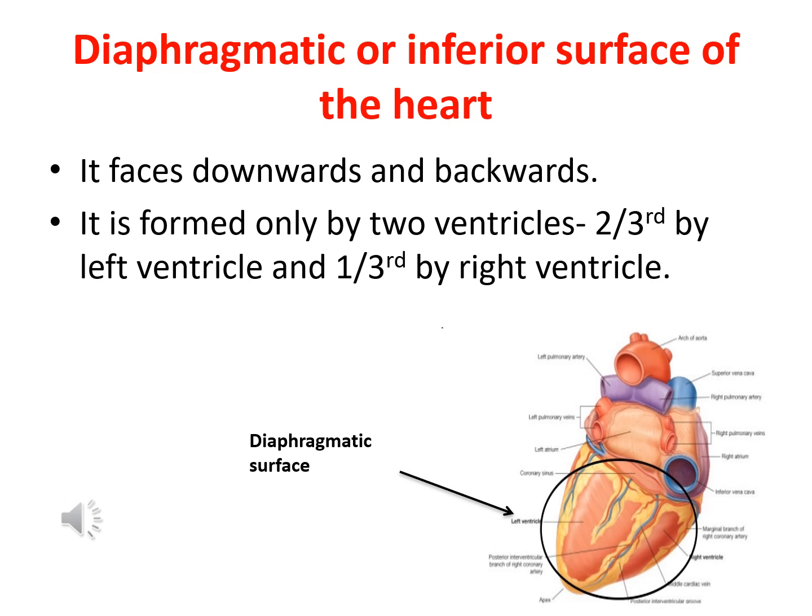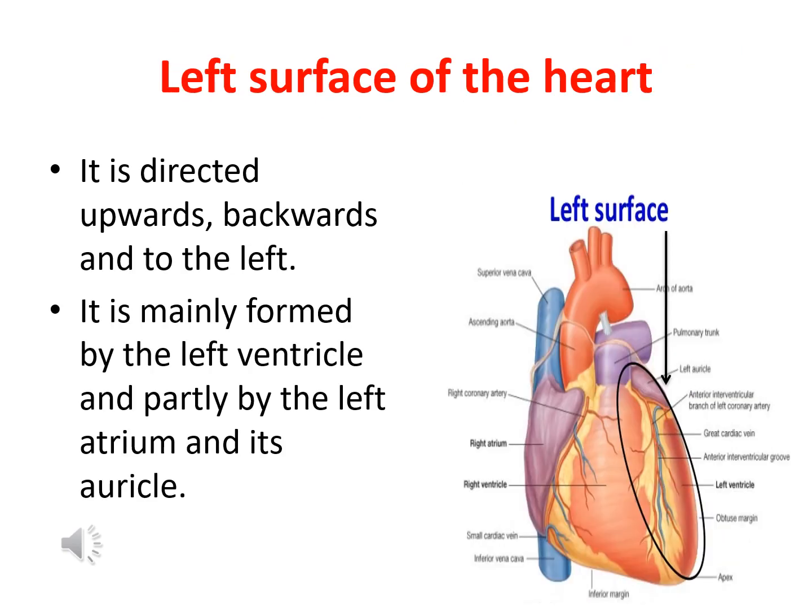Next, the diaphragmatic or inferior surface of the heart. It faces downwards and backwards. It is formed only by the two ventricles, that is, 2/3 by the left ventricle and 1/3 by the right ventricle. Left surface of the heart. It is directed upwards, backwards and to the left. It is mainly formed by the left ventricle and partly by the left atrium and its auricle.